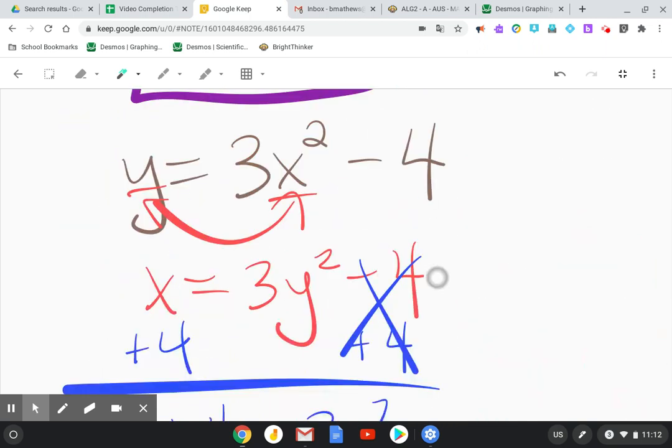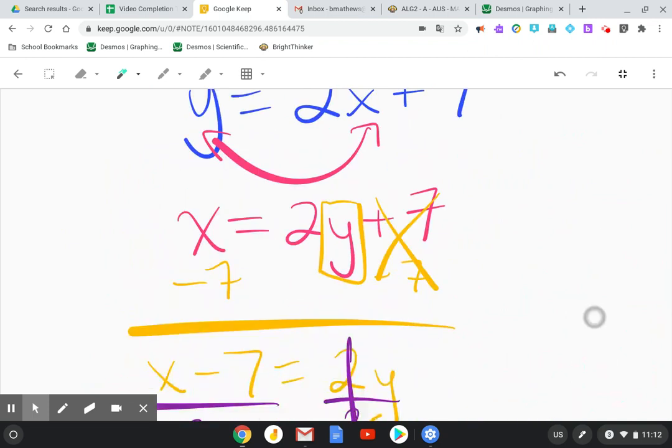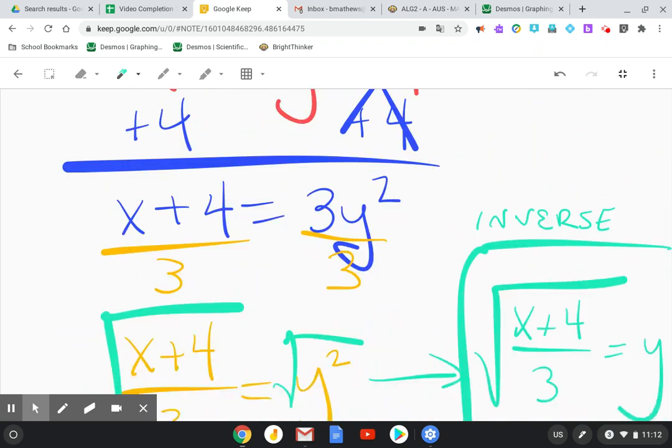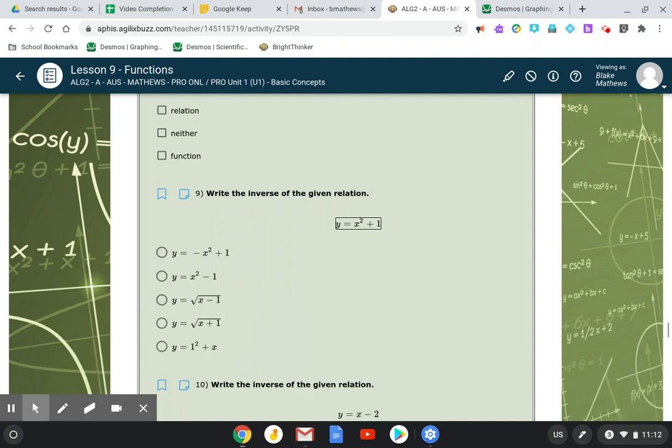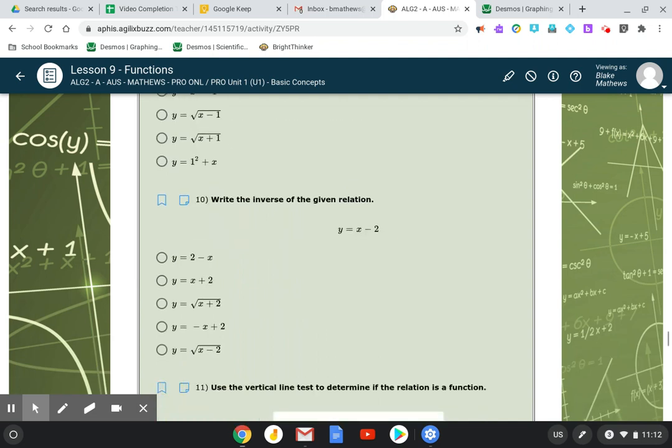So there are a couple examples. The examples I just did are going to be pretty much exactly what you see in number 9 and number 10, just with different numbers. So you just solve by doing the opposite. Remember, switch x and y, then solve for y again. Number 10 is very simple, one step.